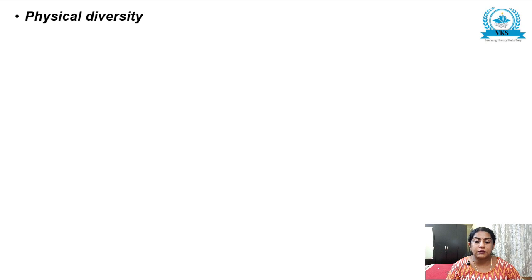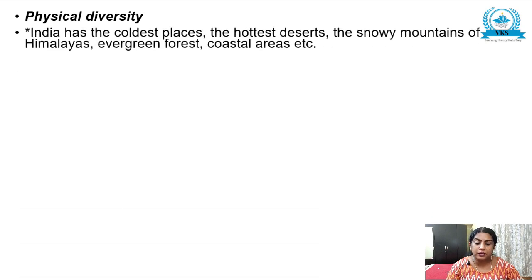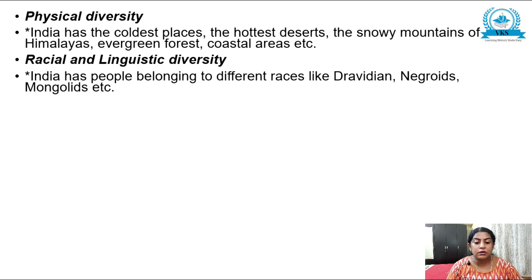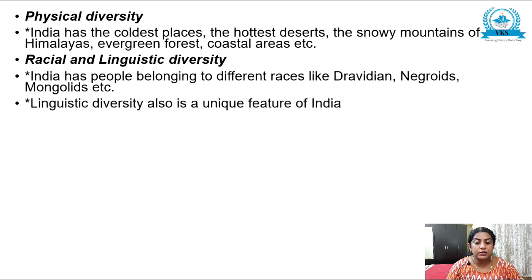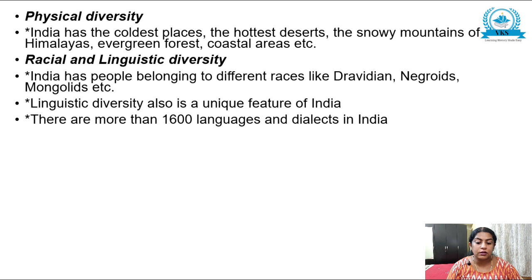First thing is physical diversity. India has the coldest places, the hottest desert, snowy mountains of Himalayas, evergreen forest, coastal areas, etc. So India is a mix of all these things. That is how India is physically diverse. Racial and linguistic diversity. India has people belonging to different races like Dravidians, Negroids, Mongoloids, etc. Linguistic diversity also is a special feature of India. Linguistic diversity means languages. There are more than 1600 languages and dialects in India.